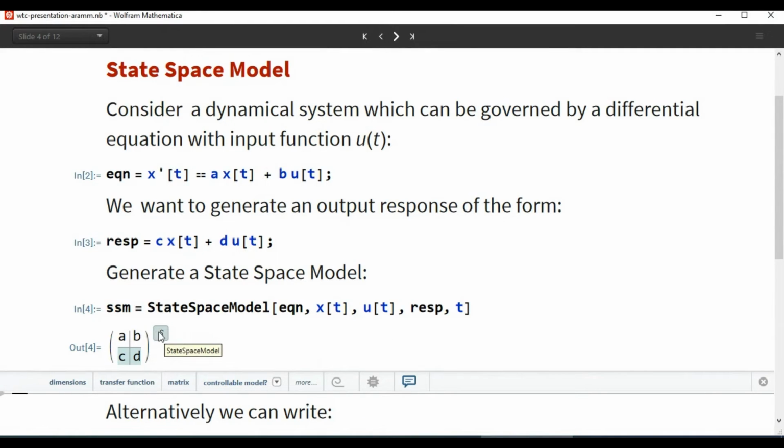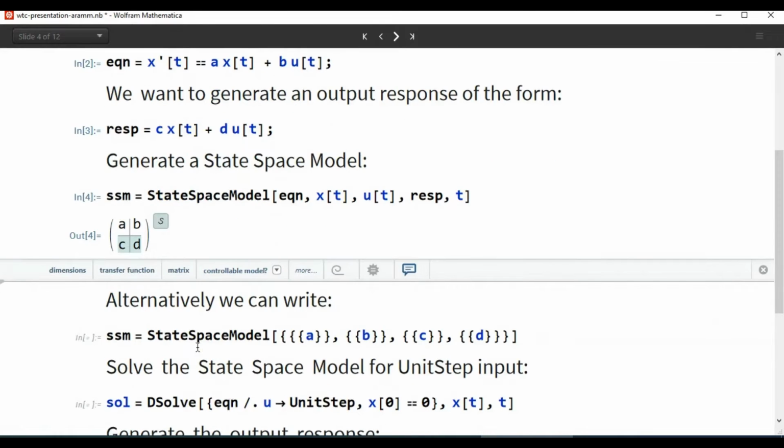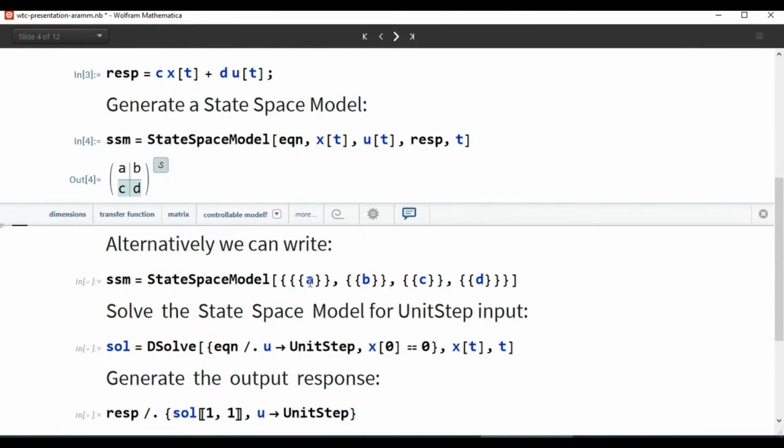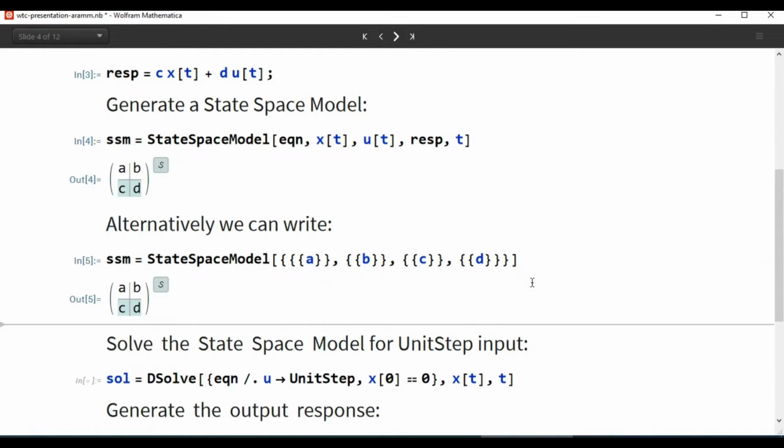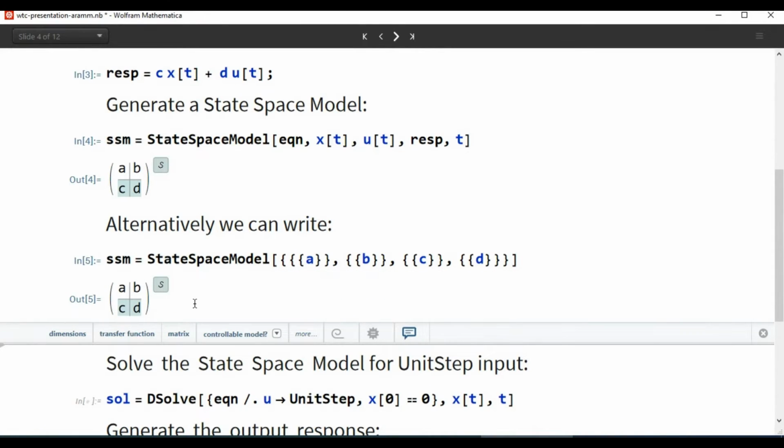Here this S means that we have a state space model, and as you can see, we don't have any state functions, input functions, or independent variables inside the state space model. All of them are defined internally inside the model. Alternatively, we can generate this state space model using another simpler command. Here we can put only the coefficient matrices A, B, C, D of the equation and the response function, and this will do the same job. Again, we will get the same state space model. So the state space model is another representation of a differential equation together with a response function.